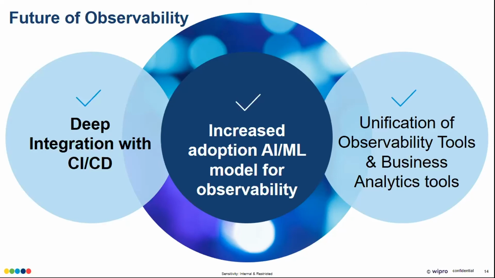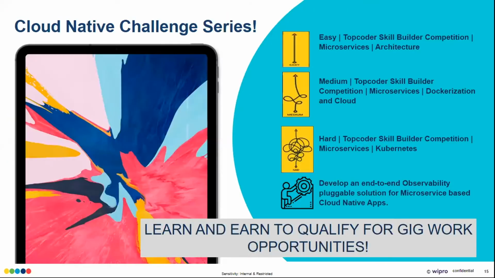Coming to the next segment regarding the challenge. We have categorized this into three segments. So one is the easy challenge, which helps you build on microservices architectures. And the second one is having microservices, Dockerization, and cloud adoption, which is the medium one. And the third one is you work on Kubernetes. So when you do this challenge, you will be able to build an end-to-end observability, which is a pluggable solution for any microservices-based cloud native apps. So this is going to be the final challenge of this series.